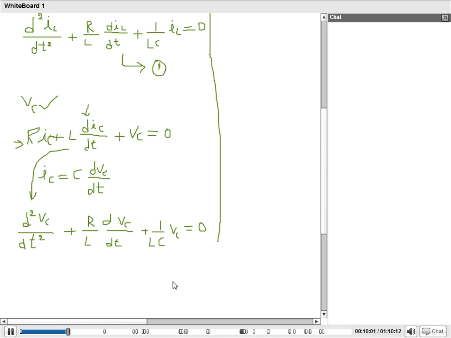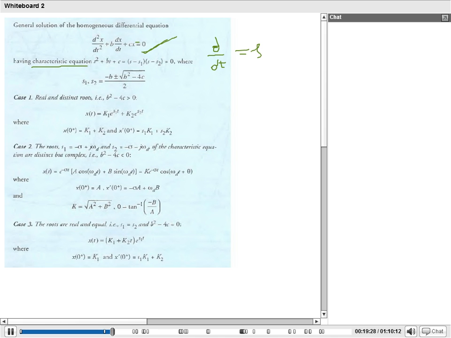So d by dt is nothing but s. Substitute in the differential equation, d by dt is equal to s. I know this method. Yes, sir, you know this method? Okay, I will just go fast and explain.